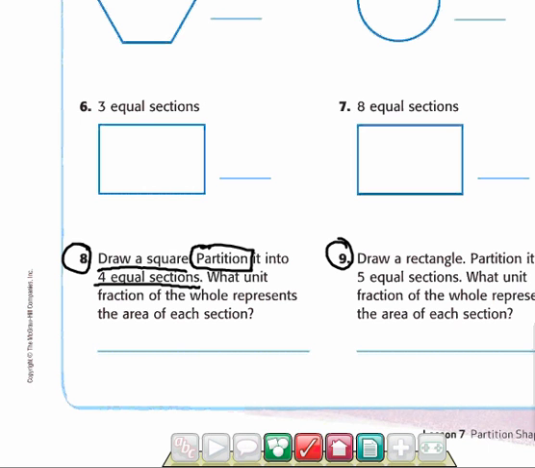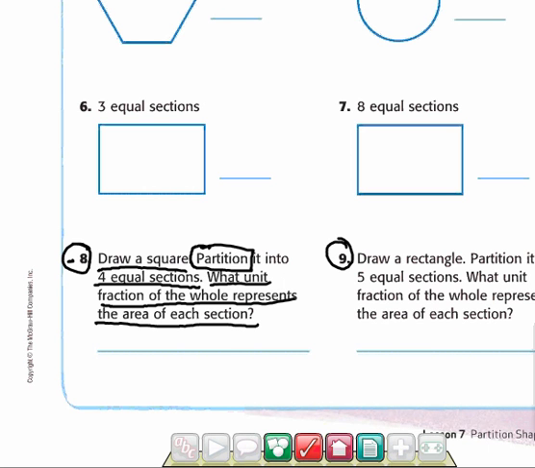So you can do that. Take a square and separate it into 4 equal sections. Now, what unit fraction of the whole represents the area of each section? What they're asking you is once you separate that into 4 equal pieces and you shade one of those pieces in, what unit fraction is that?